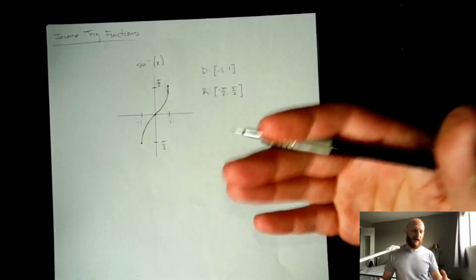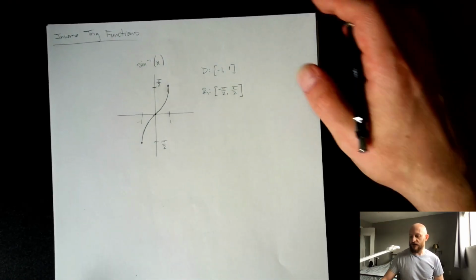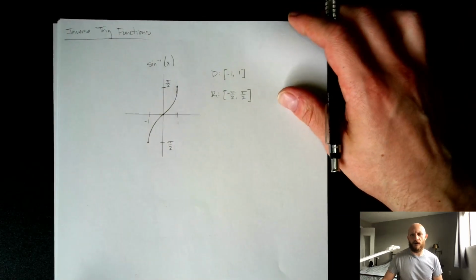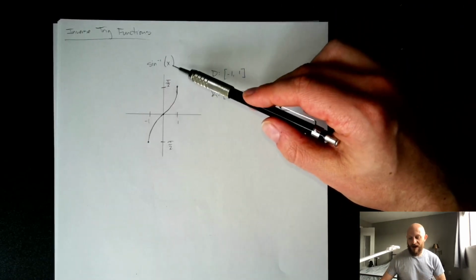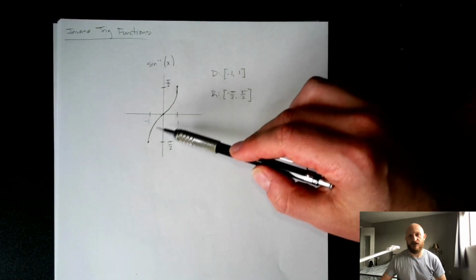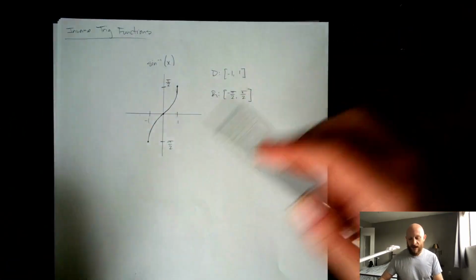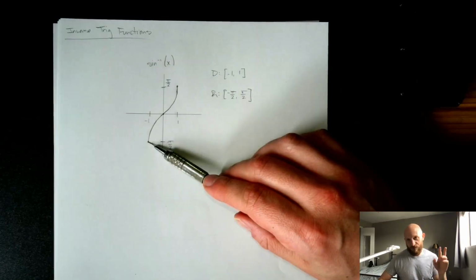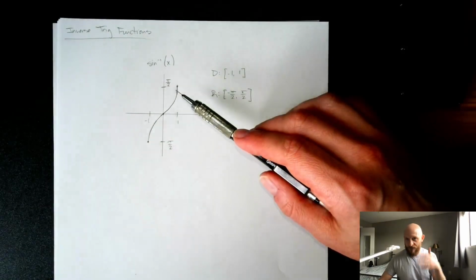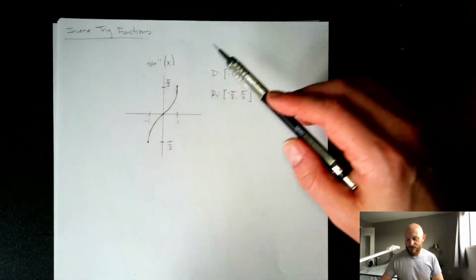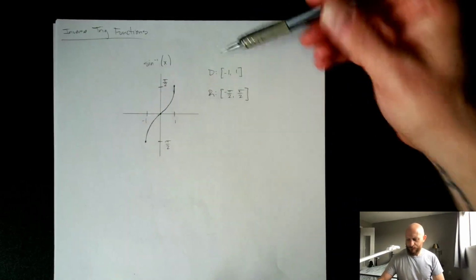Along the way, I also want to give some motivation for how these inverse trig functions are derived. What I have here right now is the graph of the inverse sine function. This is what it looks like. It has a definitive starting point and a definitive ending point. It doesn't go on forever like the functions themselves do.